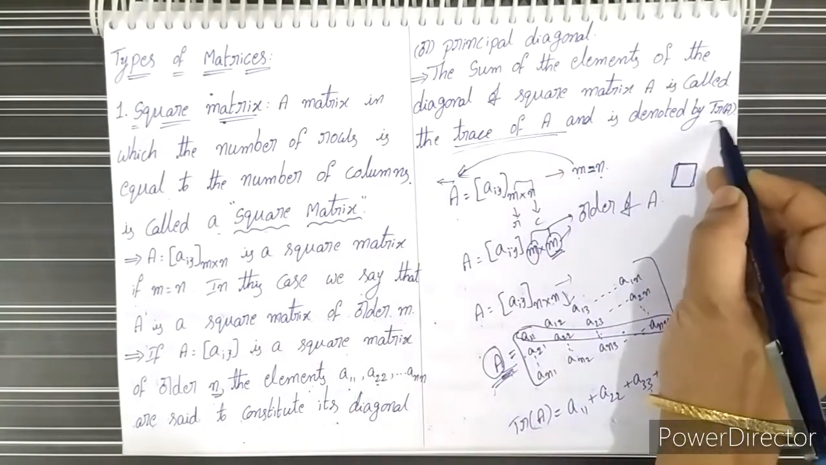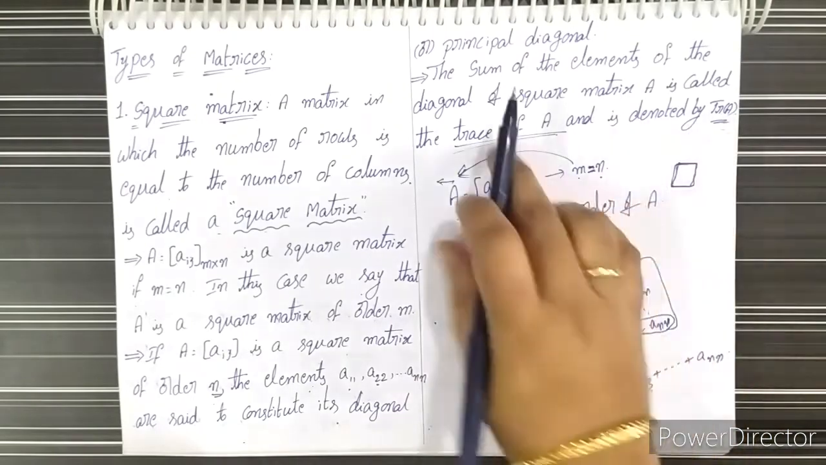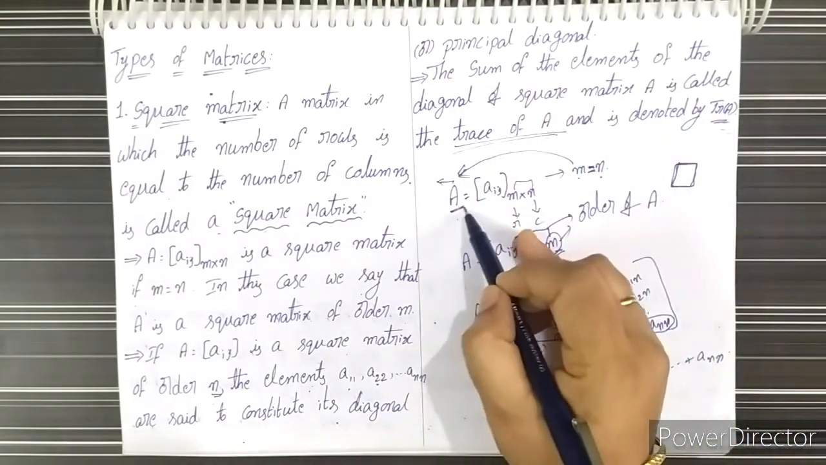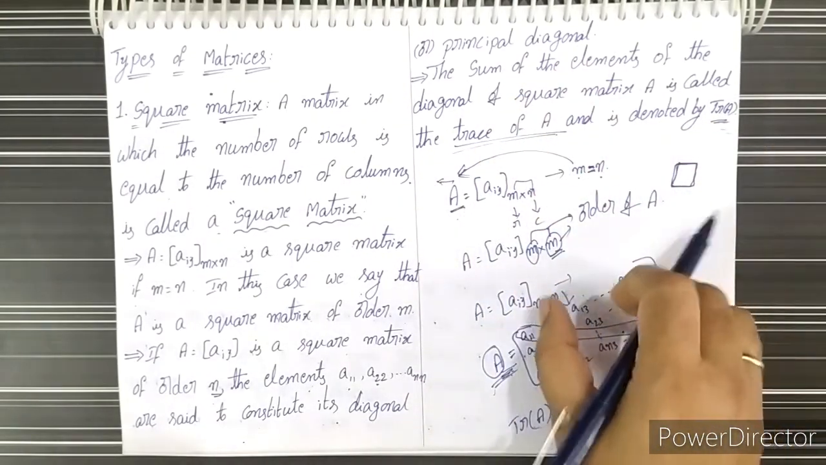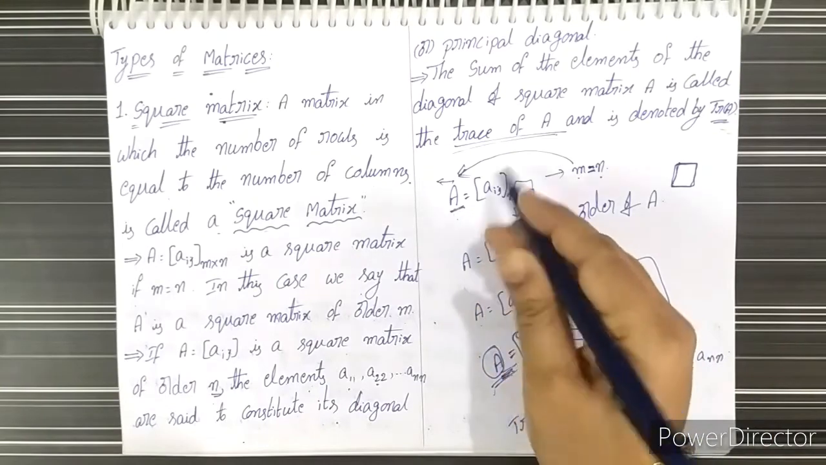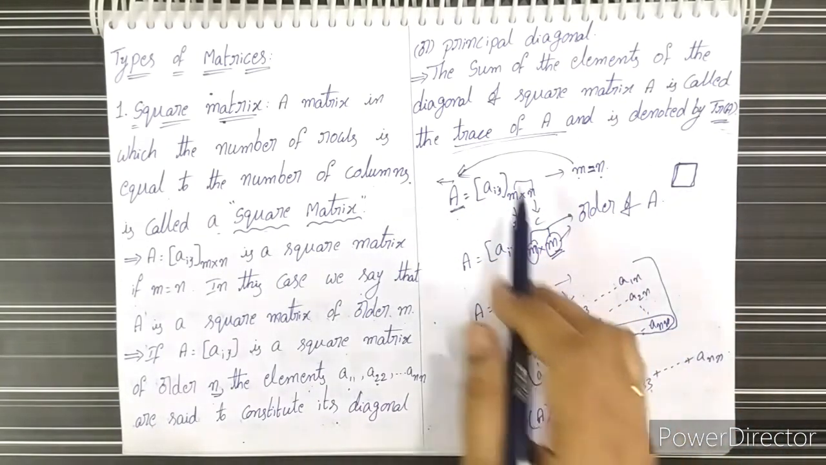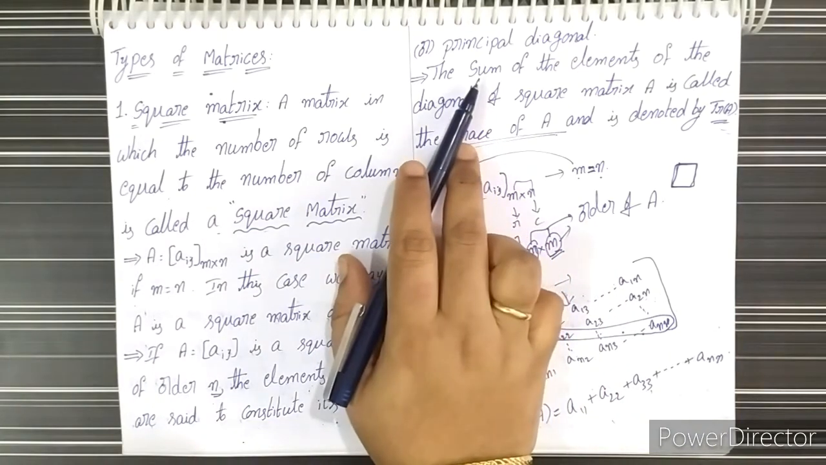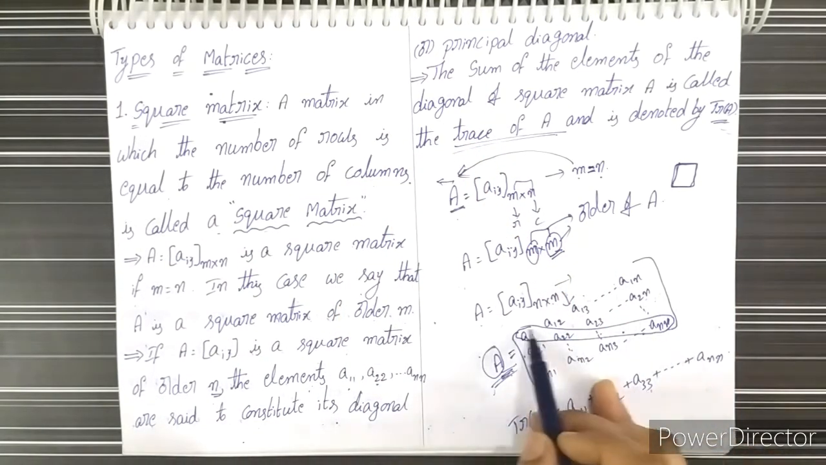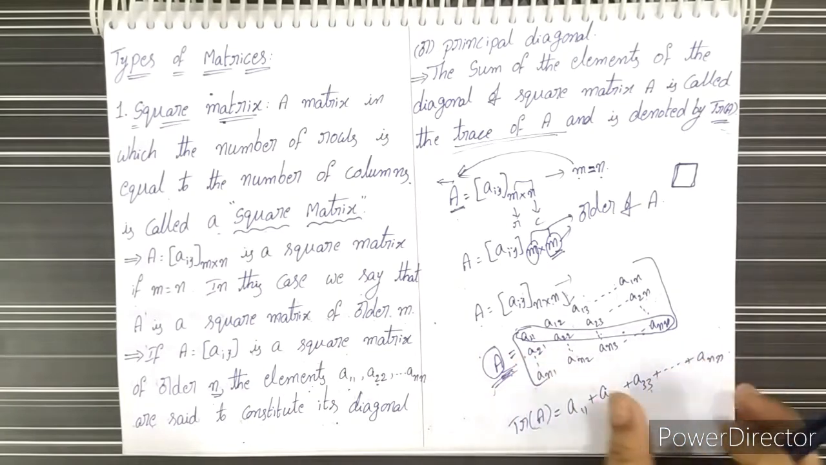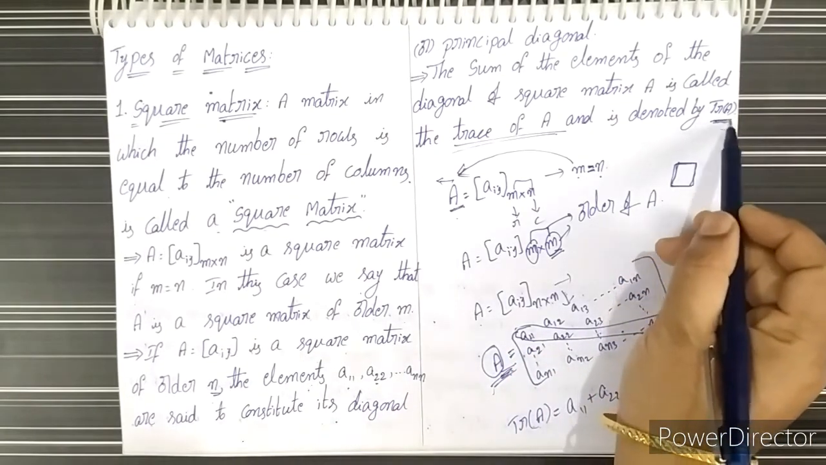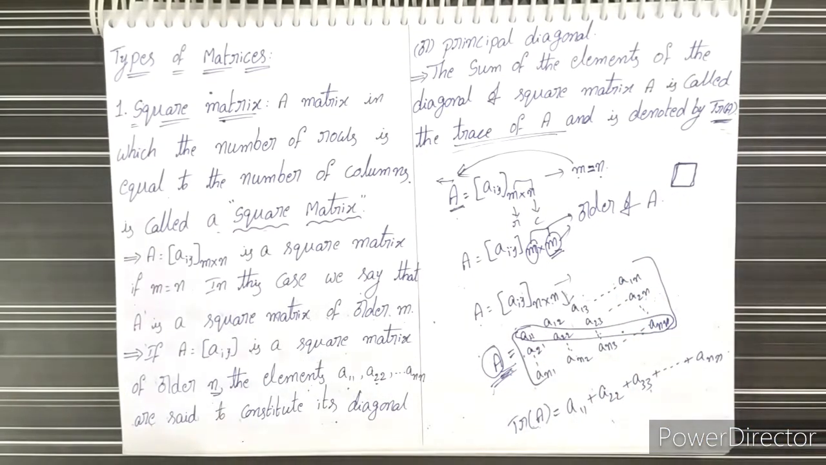To find the trace of A, first we observe whether the given matrix is a square matrix or not. If that matrix A is a square matrix, then next we have to find the principal diagonal elements. Then the sum of all the principal diagonal elements is called the trace of the matrix A.